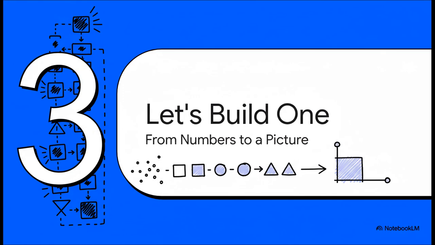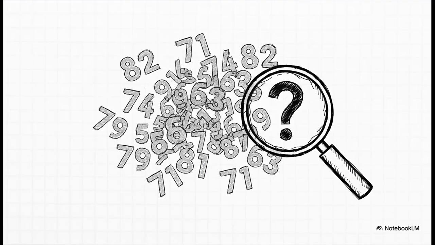Okay, theory is one thing, but actually doing it is another. Let's make this real. We're going to take a simple list of numbers and turn it into a boxplot step by step. You'll see, it's not that hard. Let's start with some raw data. Here are 10 test scores from a class. Right now, it's just a jumble of numbers, right? It's pretty hard to get a real sense of how the class did just by looking at this.